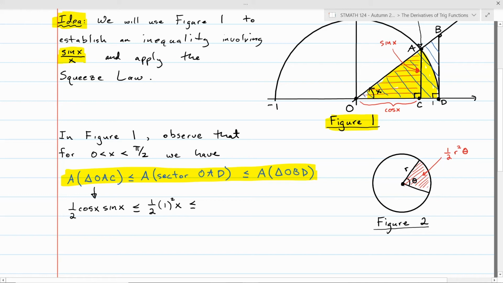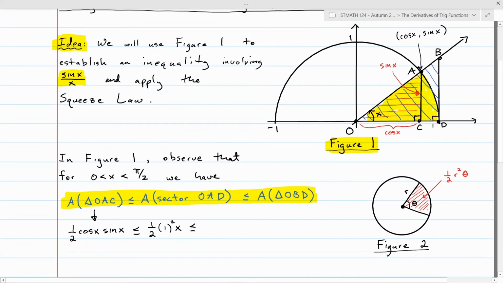And then the triangle OBD, the one that we shaded blue. Again, the area of a triangle is 1/2 the base times the height. I can see that the base is 1 because the base of that triangle goes from 0 to D, and D is at the point 1 on the x-axis. So I need to figure out what the height of this triangle is. Let me call it y. So BD I'm going to call y.